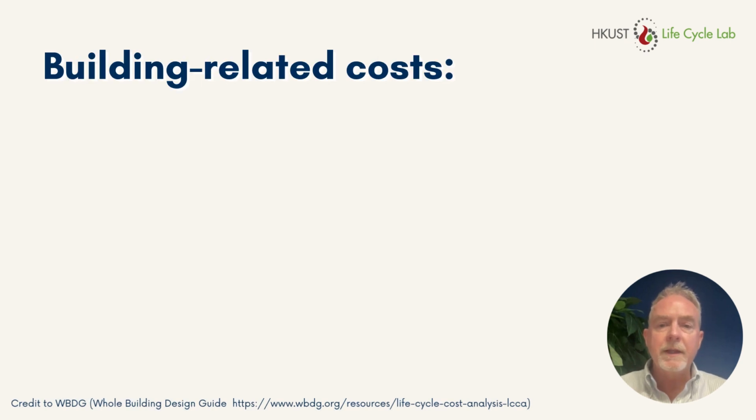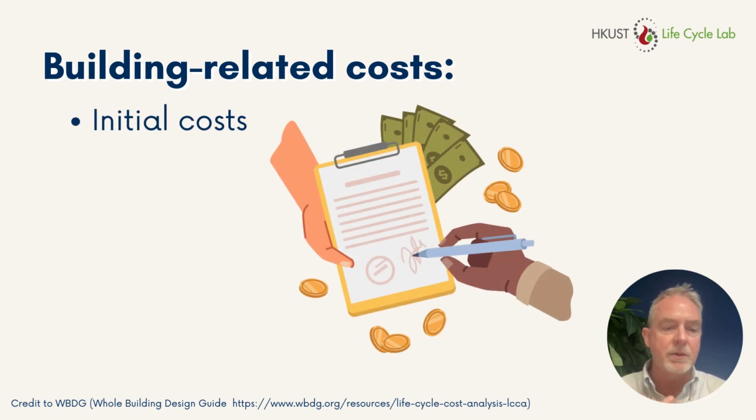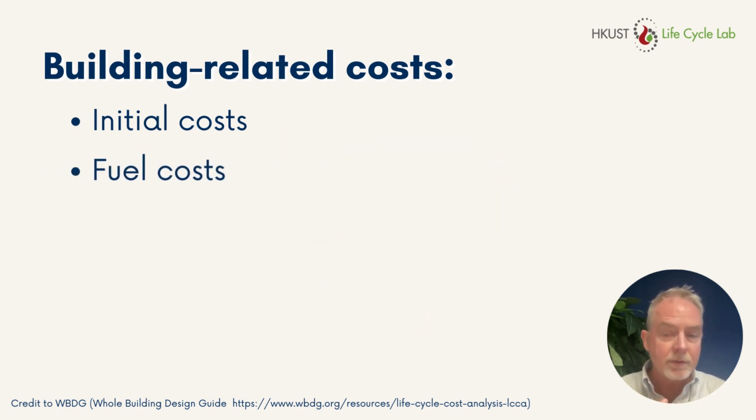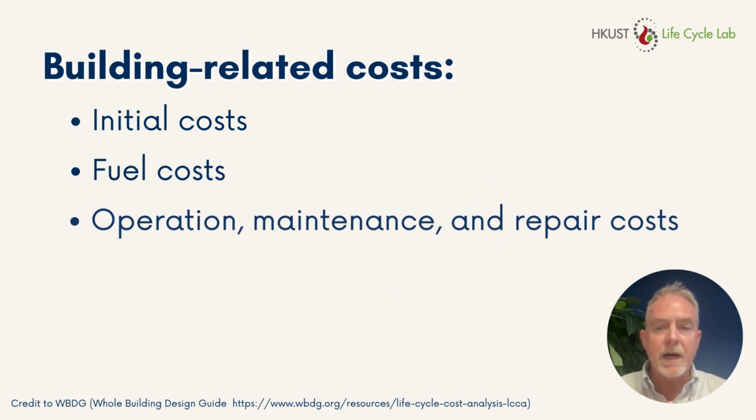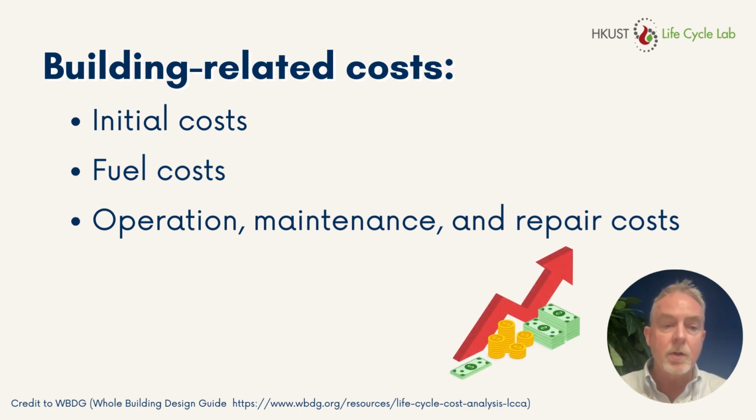The building related costs that we need to account for usually fall into the following categories. First is the initial cost, right? That's the purchase. Of course, we know what that is. That's just our first cost. But we also have to include fuel costs, in our case, probably electricity. We need to include the operation, maintenance, and repairs. Those could be very costly over time if we pick the wrong option.